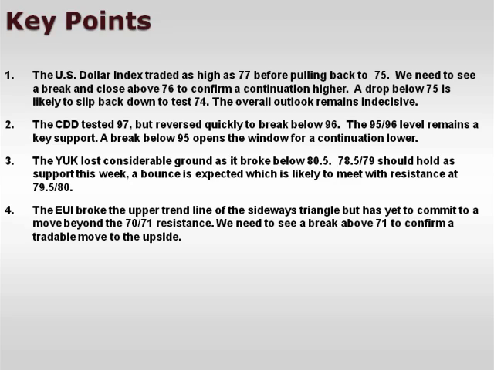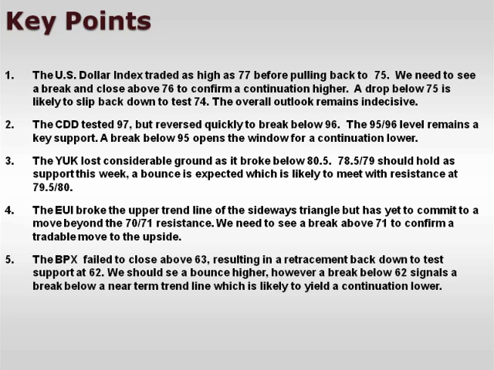The EUI broke the upper trend line of the sideways triangle, but is yet to commit to a move beyond 70, 71. We need to see a break above 71 to confirm a tradable move to the upside. The BPX failed to close above 63, resulting in a retracement back down to test support at 62. We should see a bounce higher. However, a break below 62 signals a break below a near-term trend line, which is likely to yield a continuation lower.